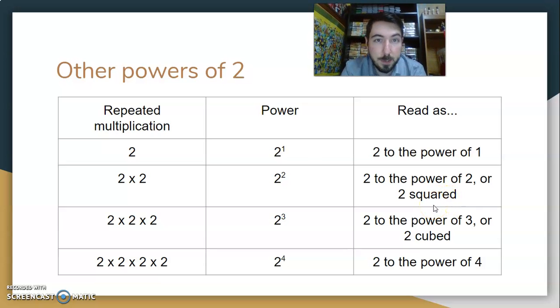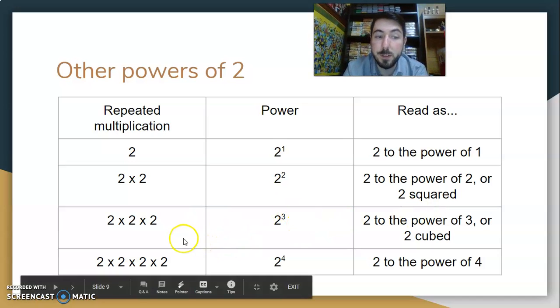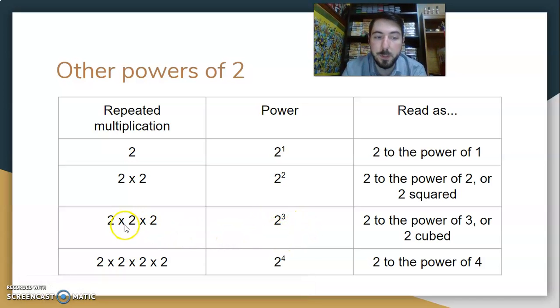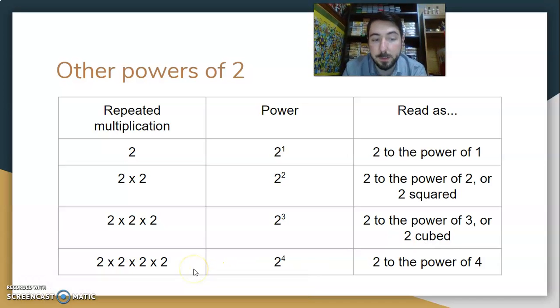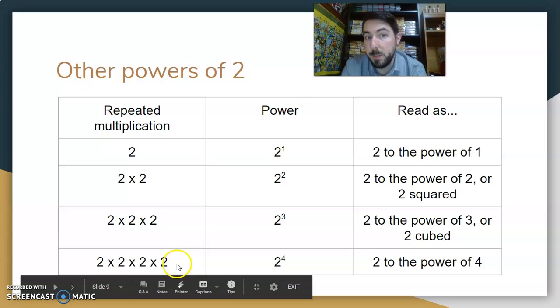We're going to be talking about that probably in another unit, so don't worry too much about that right now. Same thing with 2 times 2 times 2 is 2 to the power of 3, because we're multiplying the number 2 3 times. And we can also say that as 2 cubed, and again, we're going to talk about that in another unit. And then this one here, 2 times 2 times 2 times 2, is 2 to the power of 4, because we're multiplying the number 2 4 times.